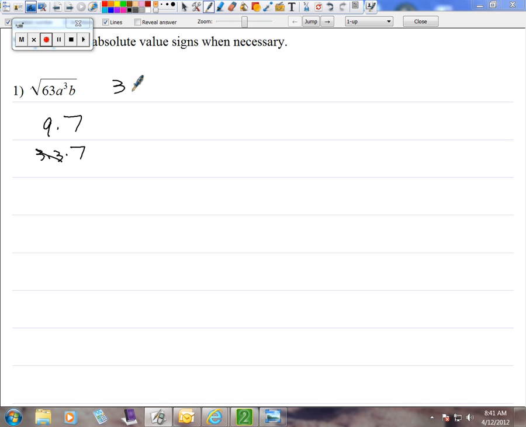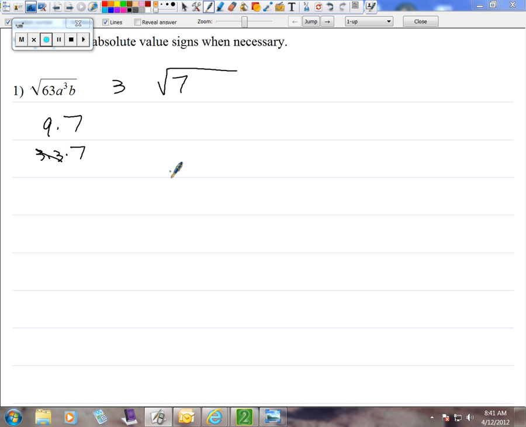Now leave yourself some room here, because we're going to have to do the variables. All I did was the numbers. This is what we did yesterday. Since the square root of 9, how many could do it from here? Yeah, if you can see it from here, do it. Square root of 9 is what? 3 just comes out, 7 stays in.